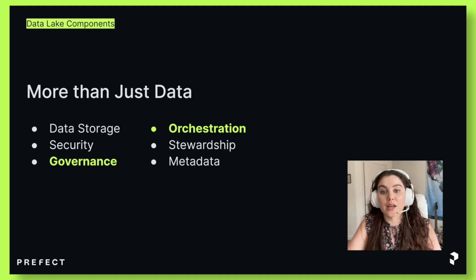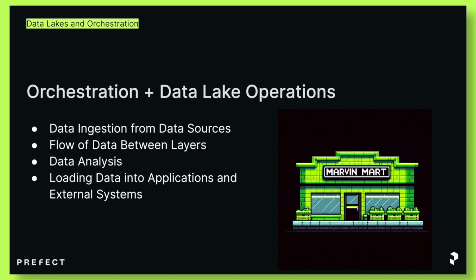Orchestration is also a crucial component for managing the complex and dynamic workflows that collect, store, and process the data. Effective orchestration ensures that all of these processes work together seamlessly, efficiently, and reliably. To give you an idea of what these processes look like, let me go ahead and paint a picture for you. This slide lists some processes that benefit from orchestration and governance. I'm going to provide an example of each from the lens of Marvin Mart, a data-driven grocery store.